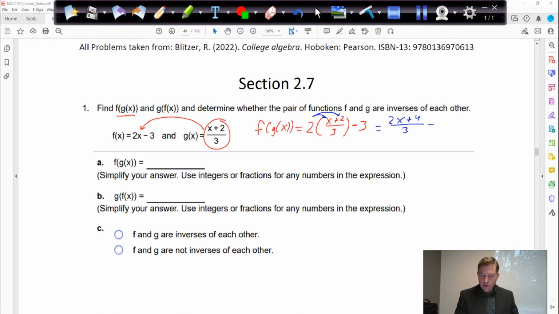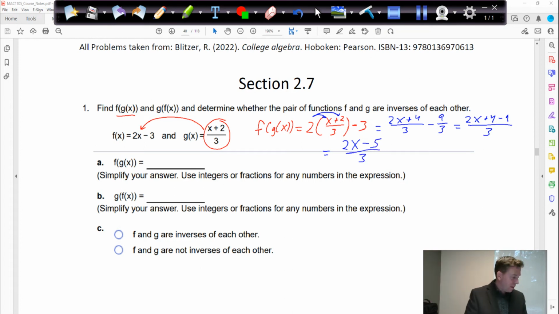And then we want this 3 to also be over 3, so we're going to write it as minus 9 over 3. So they have the same denominator. And then we're going to get 2x plus 4 minus 9 all over 3. And that will simplify to 2x. 4 take away 9 would be minus 5 all over 3. And that would be the answer here, 2x minus 5 all over 3.